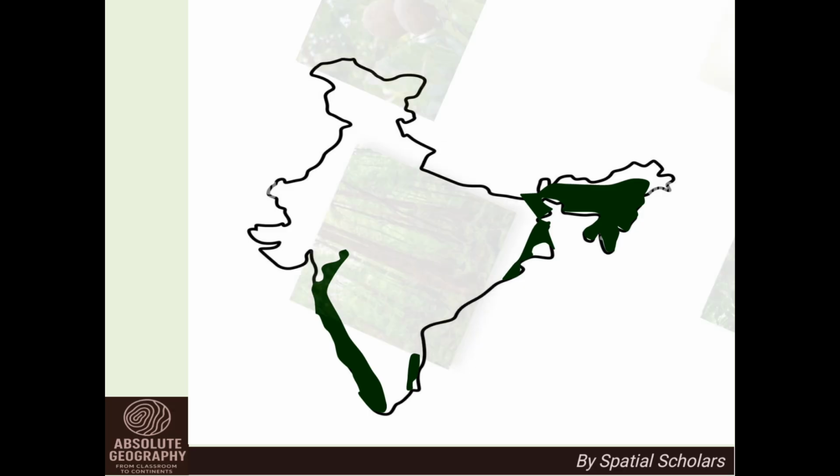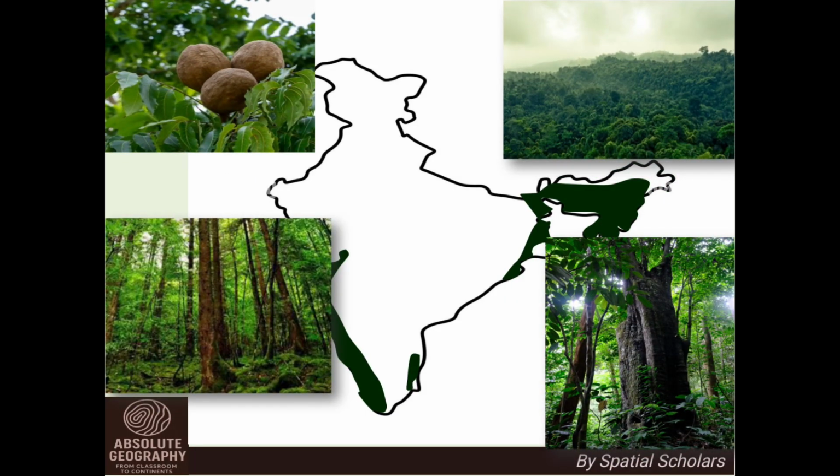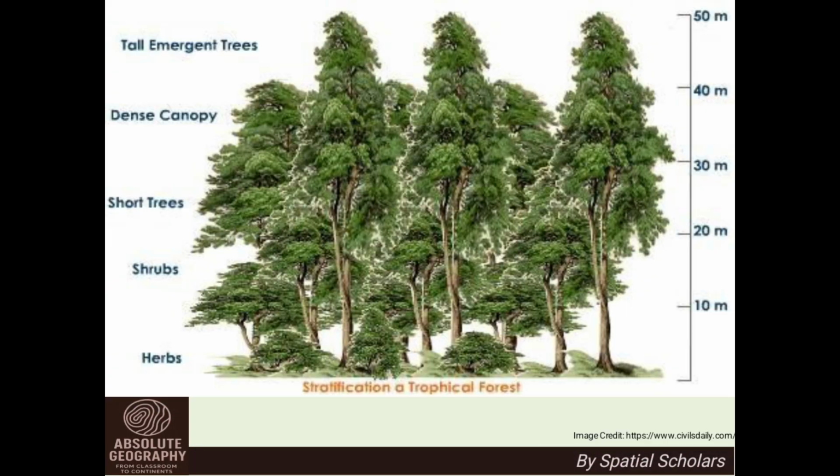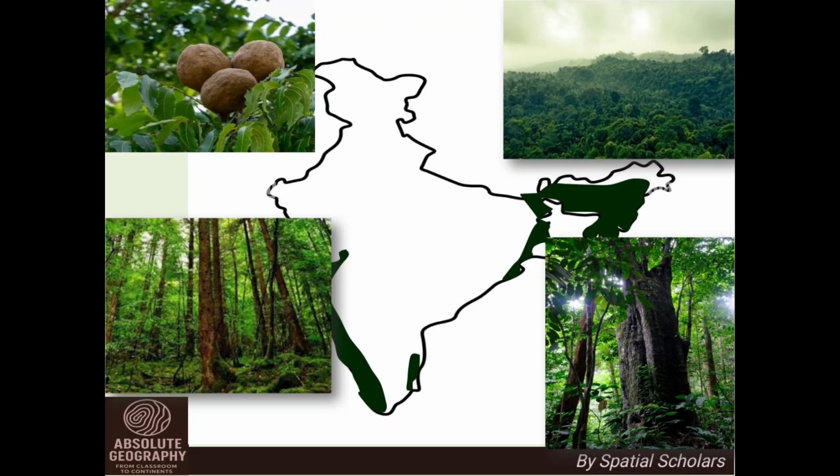Now, the most special feature of this type of vegetation is its layered structure. The tall trees form a thick canopy, blocking the sunlight from reaching the ground. This creates a hot and humid environment on the ground level. These forests are biodiversity hotspots. Common trees found in this forest are ebony, mahogany, rosewood, and rubber.